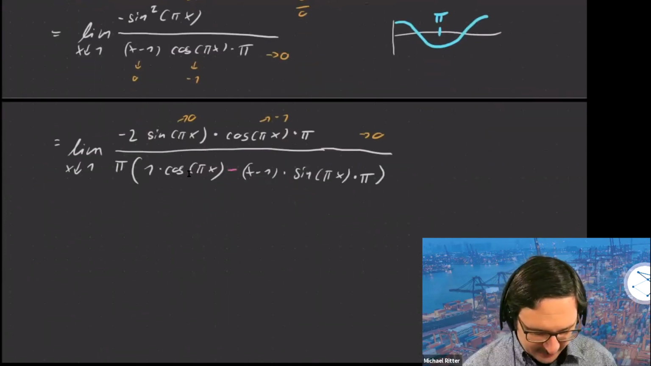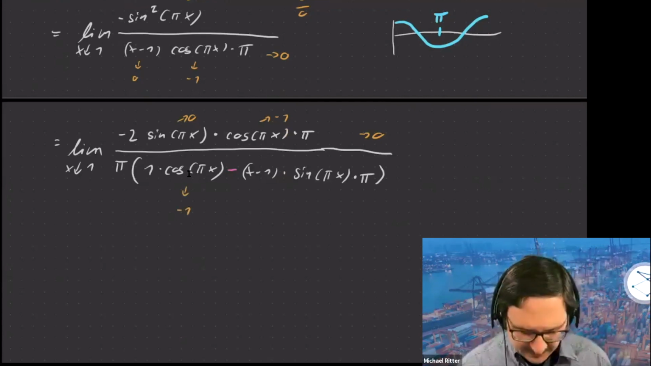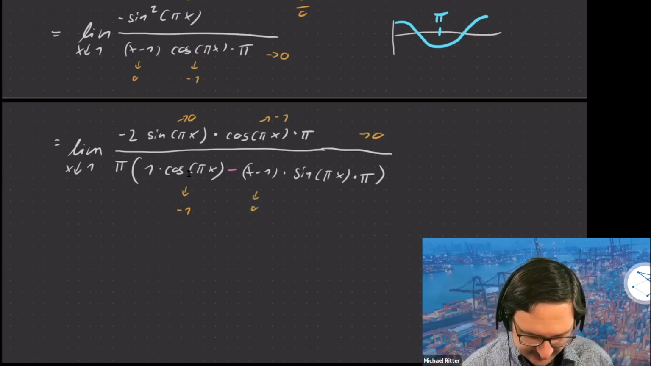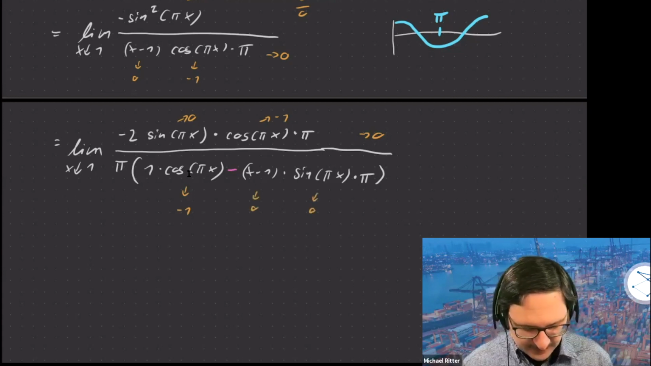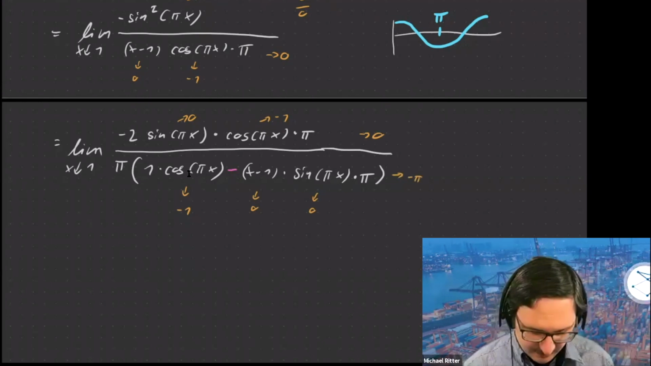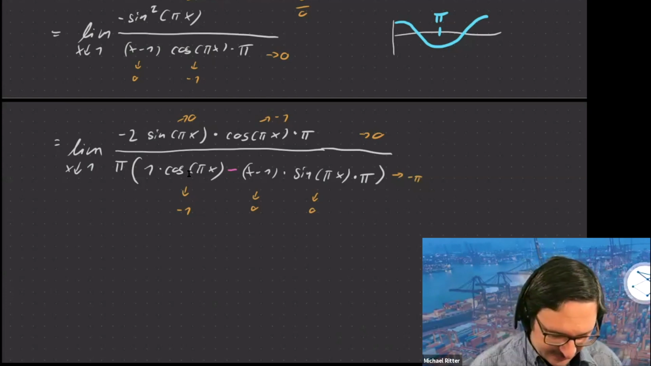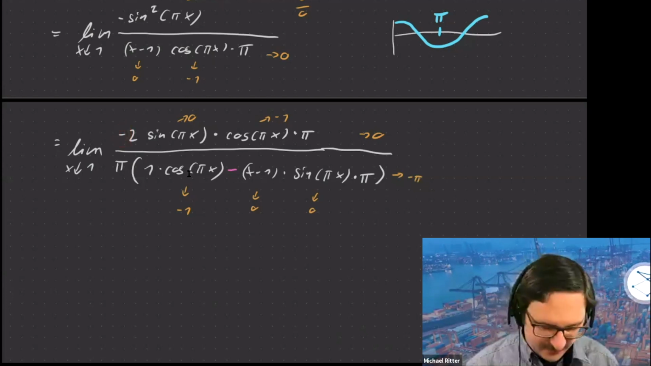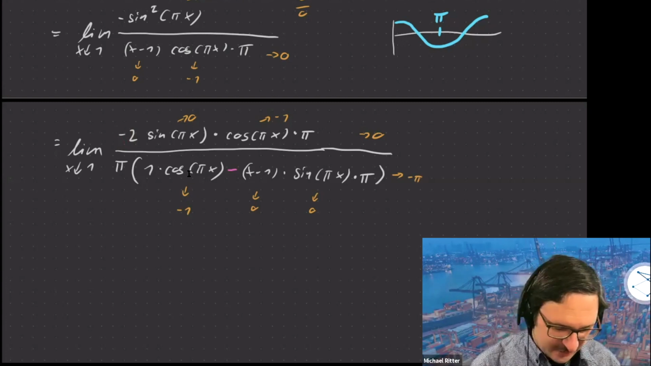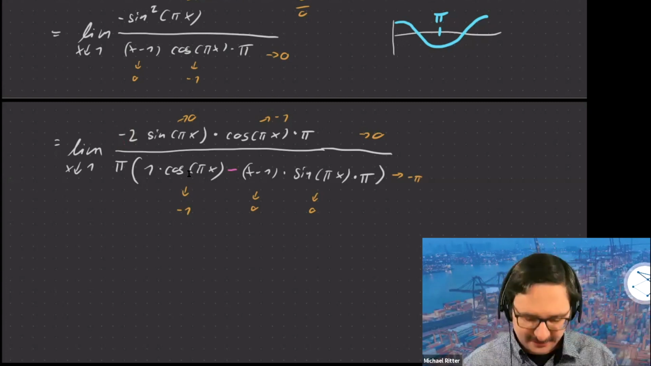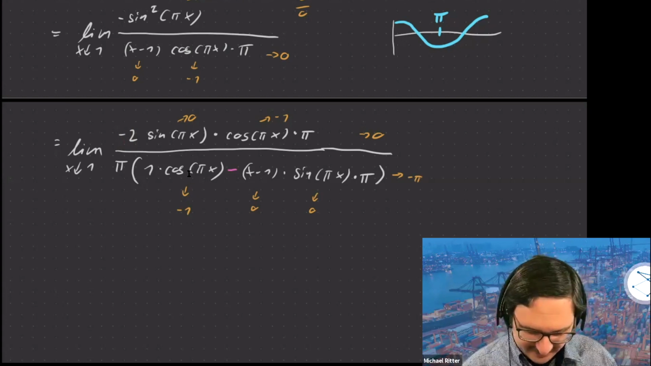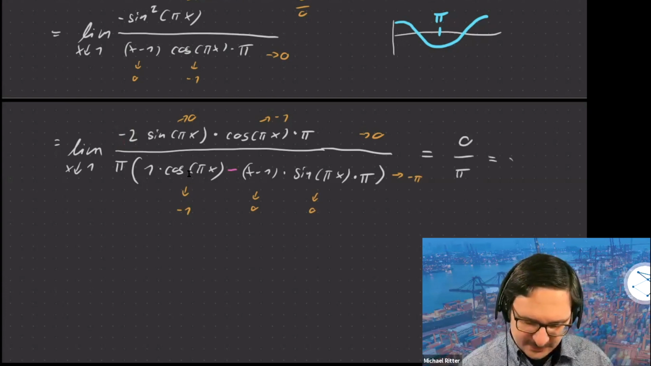For the denominator, we get a minus 1 here. We get this tends to 0. This also tends to 0. So basically we have pi times minus 1. So that tends to minus pi. And now we still have that minus sign over here, right? Don't forget about that one. So we can just move that into the denominator, and then instead of minus pi, we get plus pi. But it doesn't really matter for the result, of course. So what you get as a result is 0 divided by pi, which is, of course, 0.